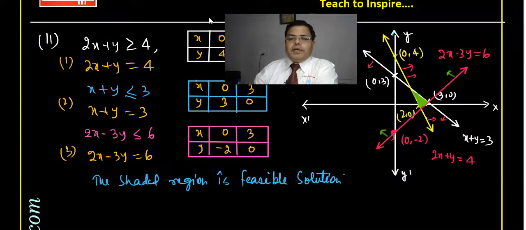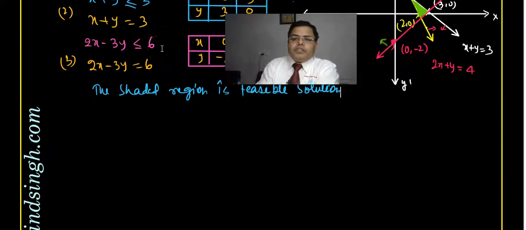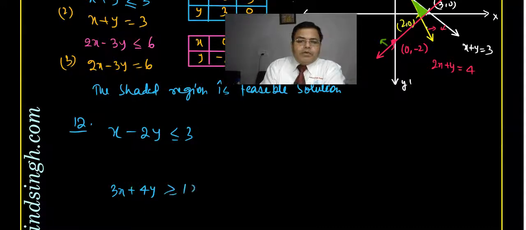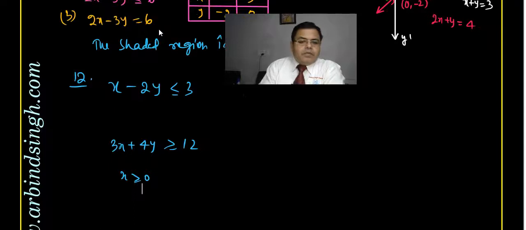Now let us discuss question number 12. Try to understand, and let me write this question. x - 2y is less than or equal to 3. The second inequality is 3x + 4y is greater than or equal to 12. And the third one is x is greater than 0 and y is greater than 1.